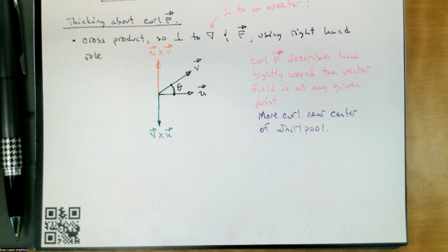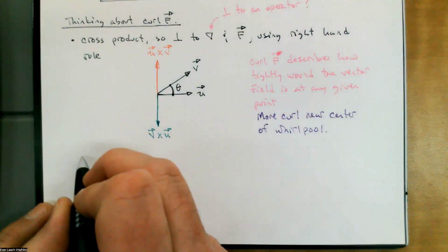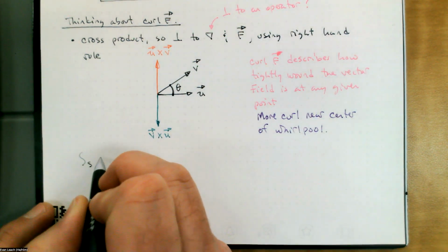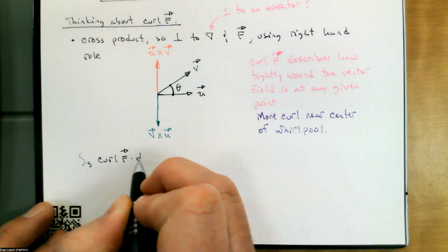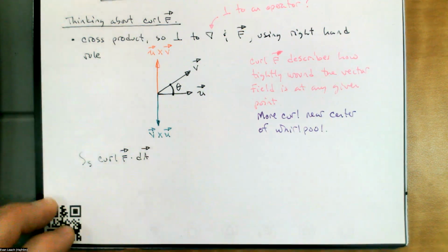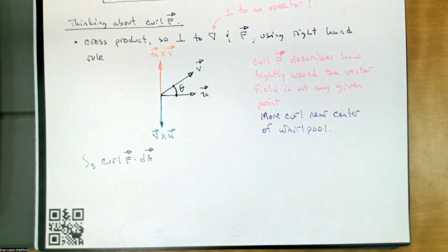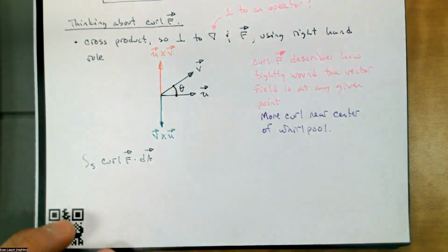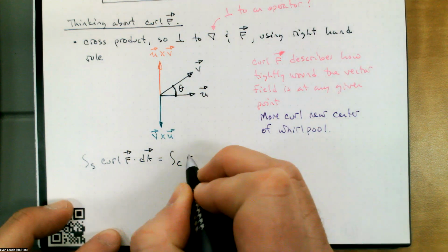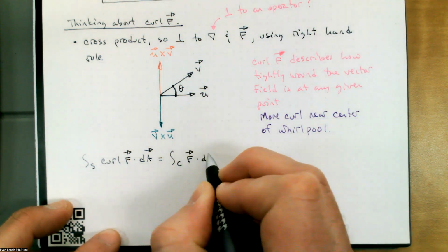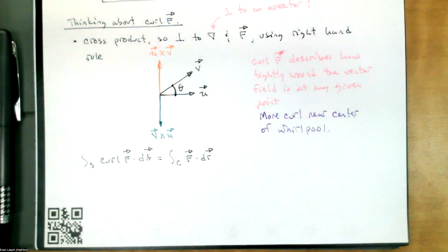Let's imagine a surface and the boundary of that surface, the surface S and the boundary of that surface. So the curl shows up in Stokes' theorem. It says the integral over S of the curl of a vector field dot dA, how spinny the vector field is at all the points on the surface, is the vector field around the boundary, a line integral around the boundary of the surface.